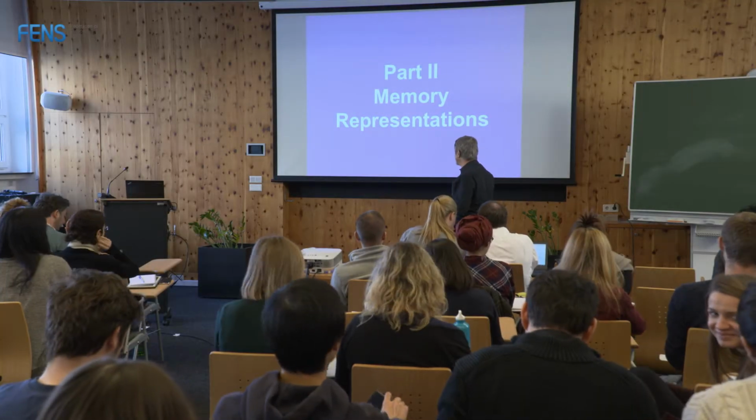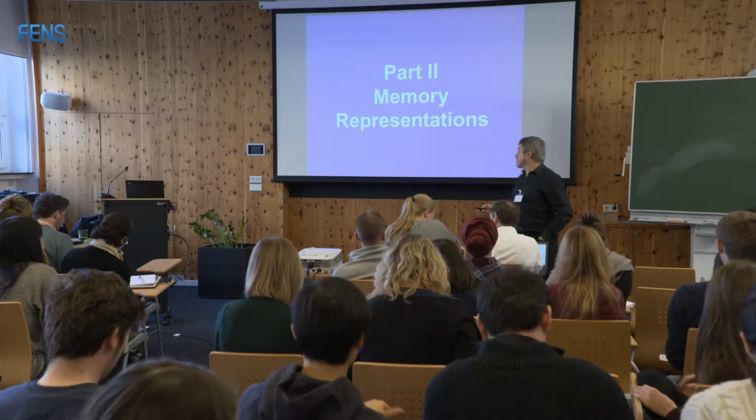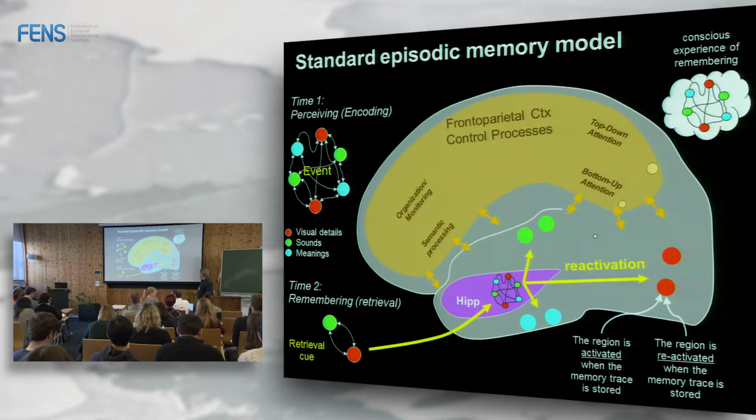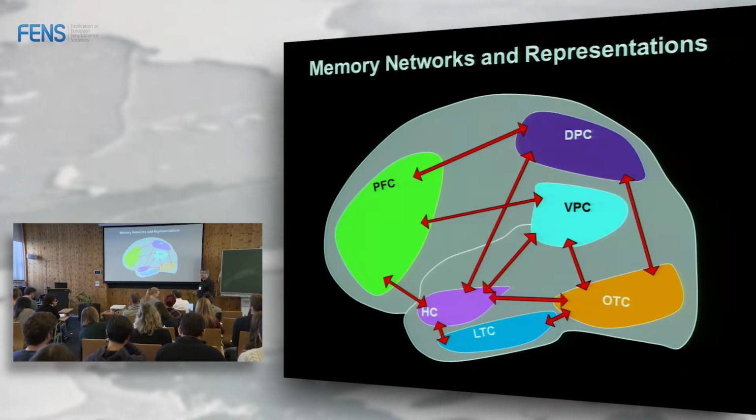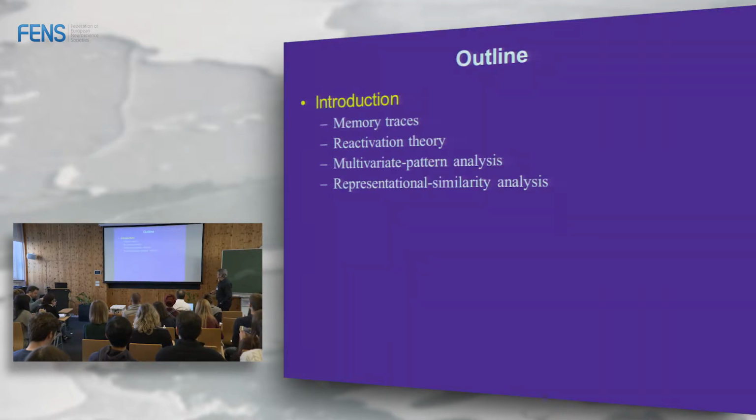Okay, so second part. Now we move into memory representations. This is the model I showed you before. In the first part, we focused more on the interactions between different regions. Now let's look at what happened inside these regions. These are supposedly the places where we have the memory representations, right? First I will talk about memory traces and reactivation theory.